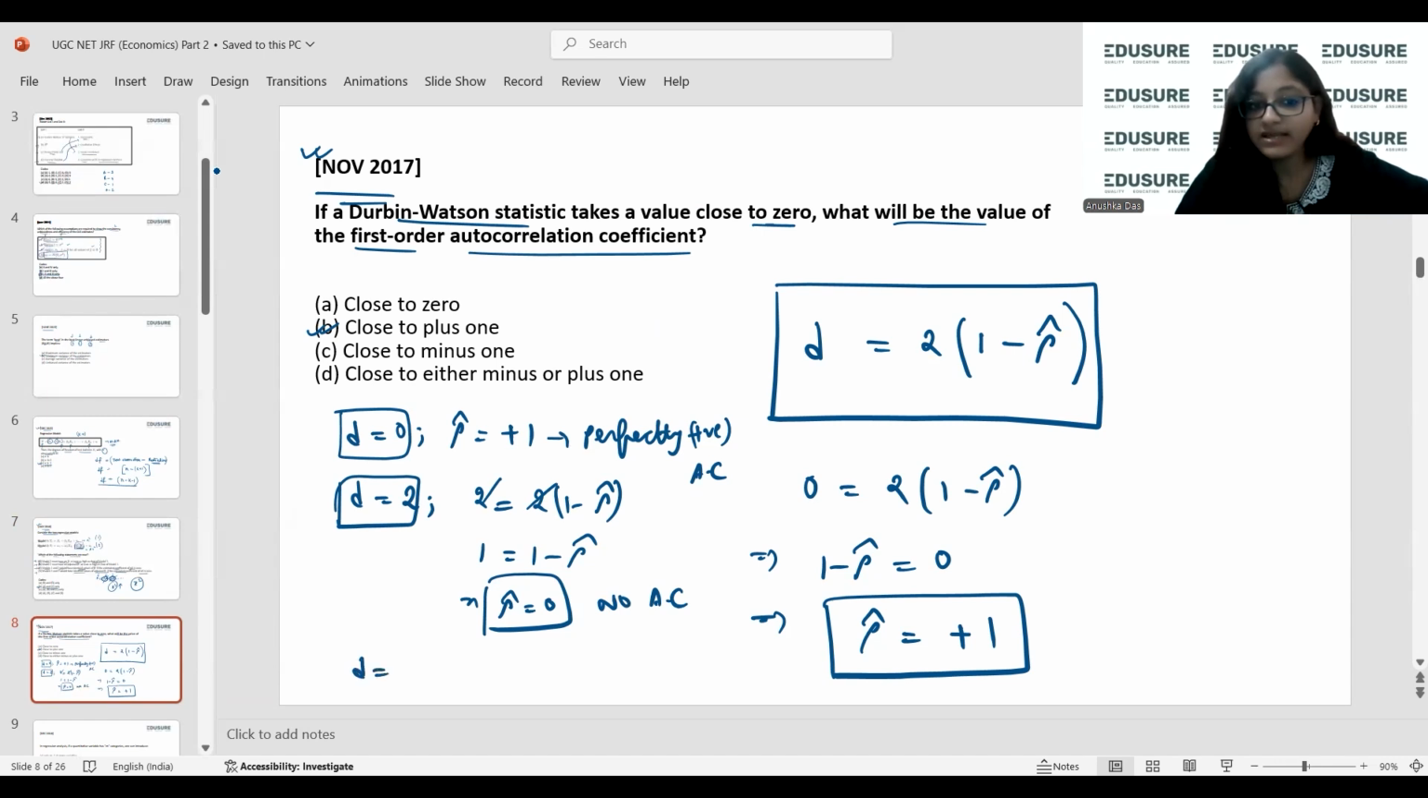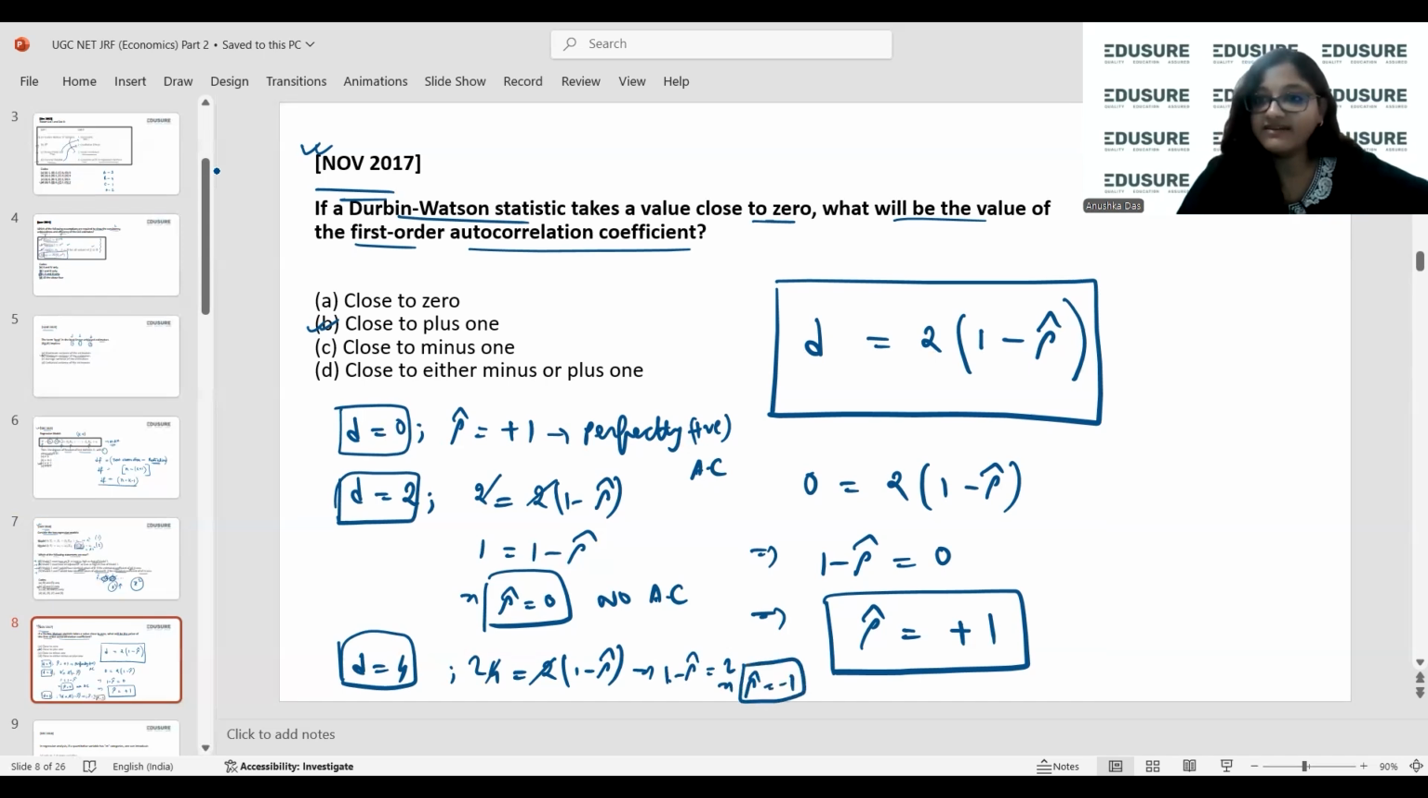And another value would be when D equals 4. You can calculate this. If D equals 4, then what will this be? This is 2. So now 1 minus rho cap equals 2. So rho cap will be equal to minus 1. So this will be perfectly negative autocorrelation. So these are the three values that you have to essentially remember.